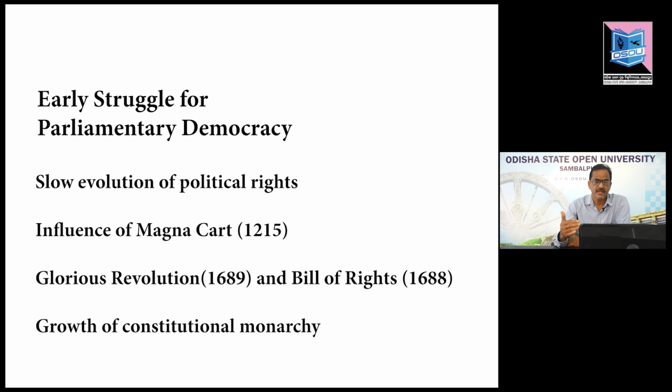And the very first step towards rights for the people was the Magna Carta, which was developed in 1215, which gave some liberties and rights to the people. Then in the 17th century, we have the Glorious Revolution, and finally the passing of the Bill of Rights, which was a major step towards parliamentary evolution in England particularly.